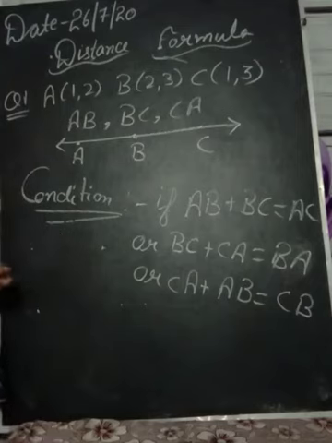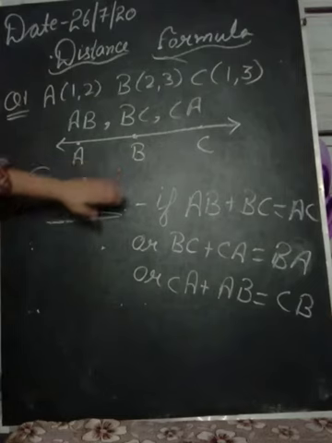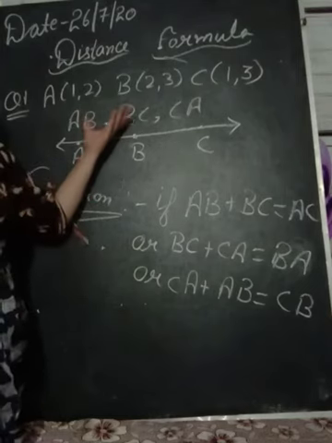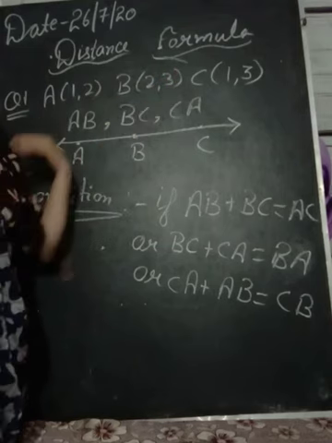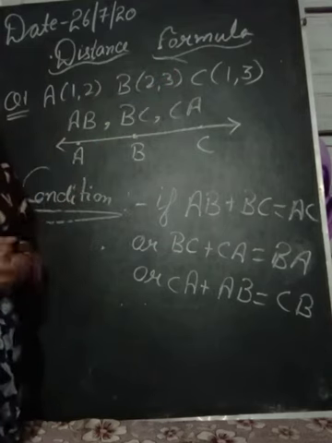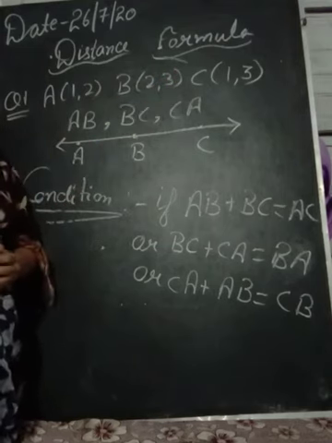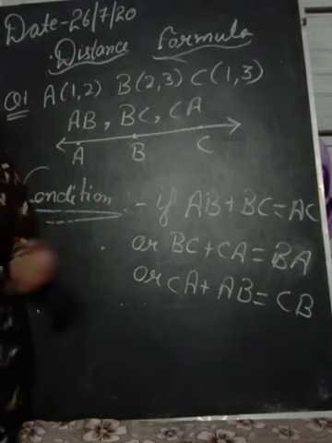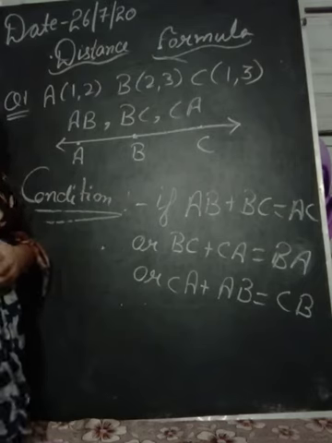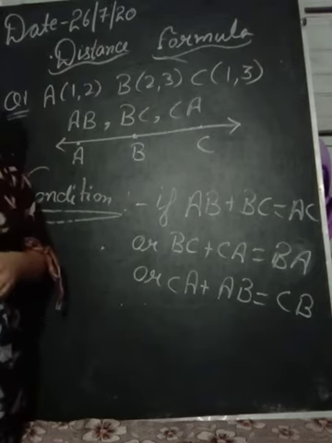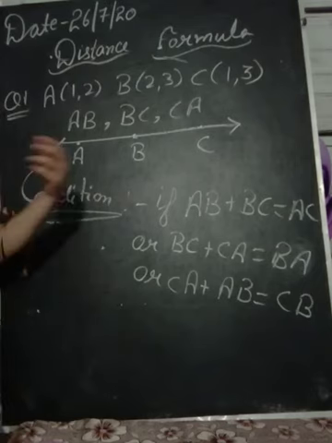So students, I hope you understood how we can prove the points are collinear. For example, we have given 3 points. So the first one is the definition: to prove that the points are collinear, just check whether the points lie on the same straight line or not. Otherwise, one condition is also there.